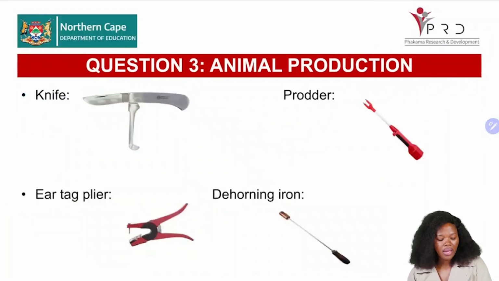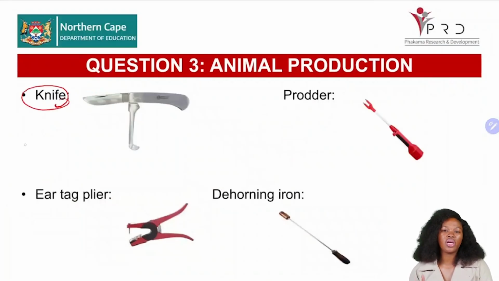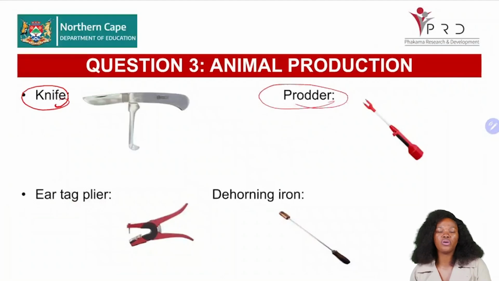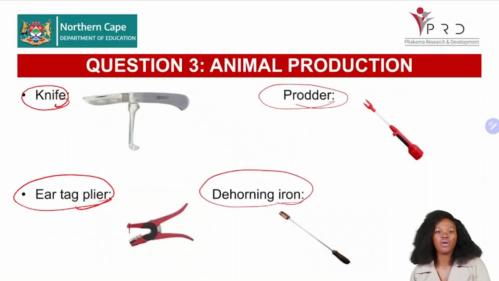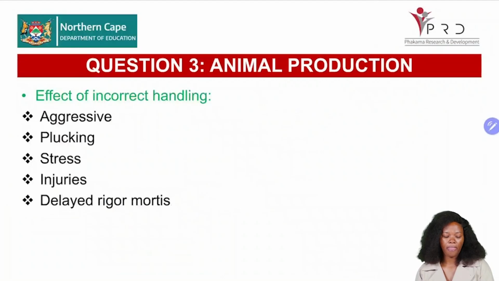Another tool, a knife, used to castrate farm animals, and it is a bloody tool used especially for older animals. A prodder, an electric shock tool that is used to control movements of farm animals. Ear tag pliers to put ear tags in farm animals. Dehorning iron for horn removal. So these are some of the tools that are used during handling of farm animals.